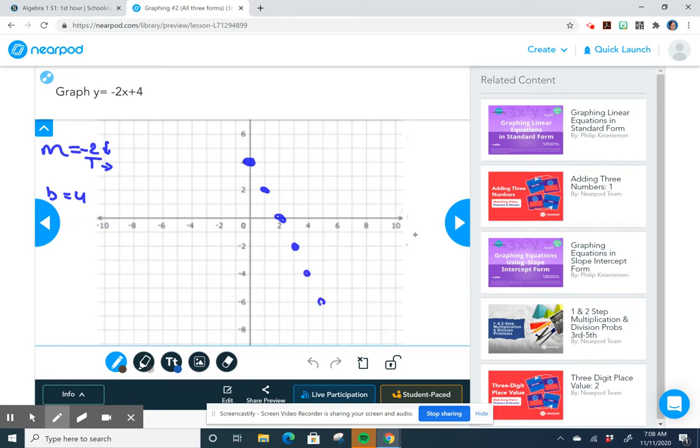I think it's very important to write as many points as possible so you get the full line. And then just do your best drawing as straight a line as possible with arrows on the end.